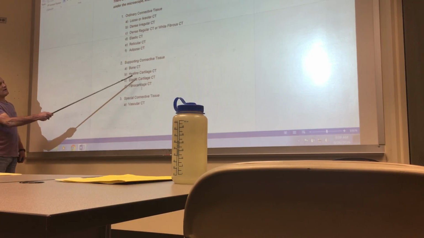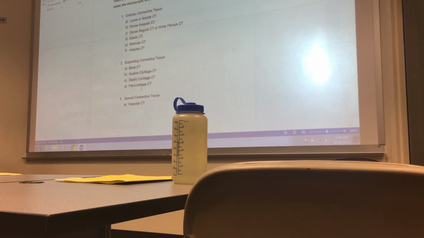Then we have the supporting, containing bone and the three types of cartilage. And then we have the very special vascular connective tissue. It includes your blood, which is all we actually look at in this class. But in an actual histology class, we look at the blood forming tissue as well, like the bone marrow and things like that. And you pick up some of that as you move through your various classes, including pathophysiology, medical surgical nursing, and microbiology. Eventually you pick up most of it.